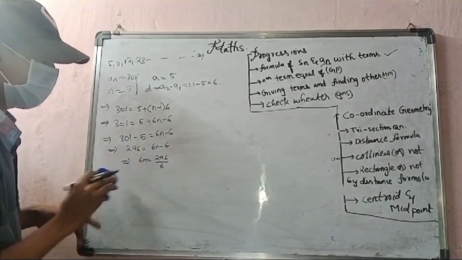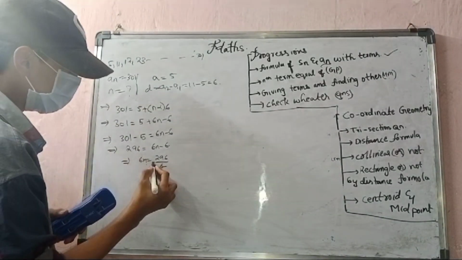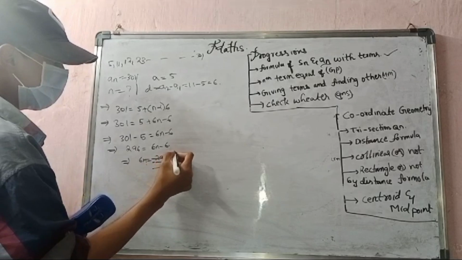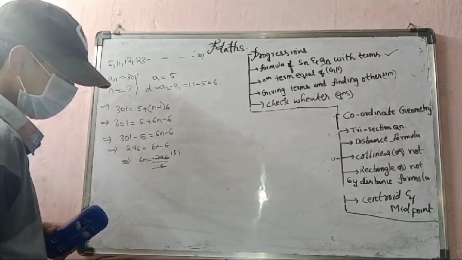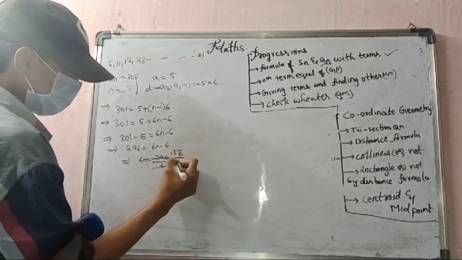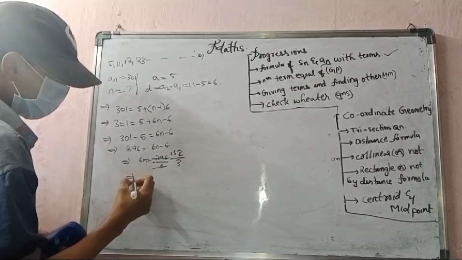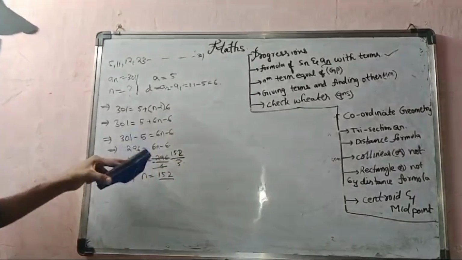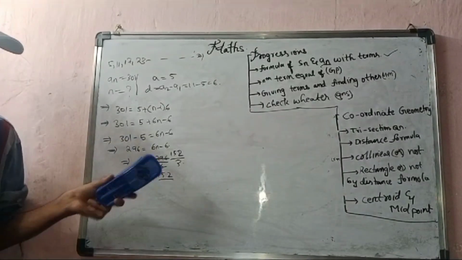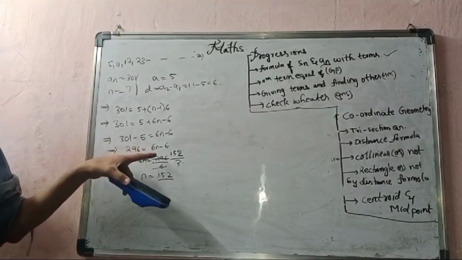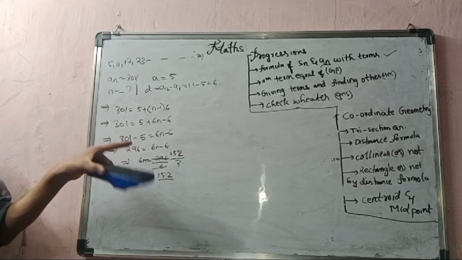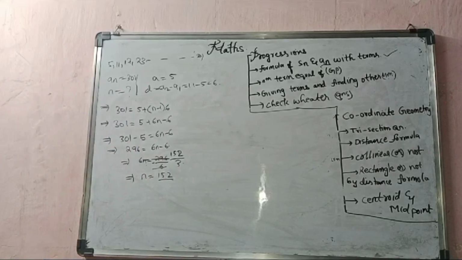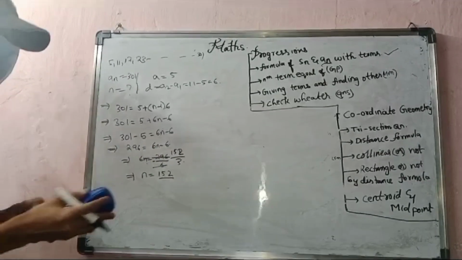6n equals, so here you will get minus in minus. What you will get, 151 by 152 by 3. Okay. N equals 152 by, this you do cancellation here. So here 6n minus 6 equals 296. So 6n equals 296 by 6. Clear? 6n equals 296 by 6. We will get 151 by 3. Okay.